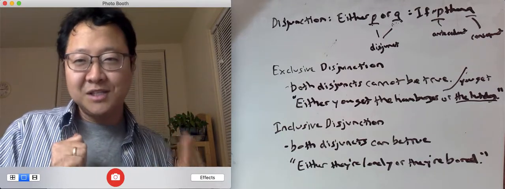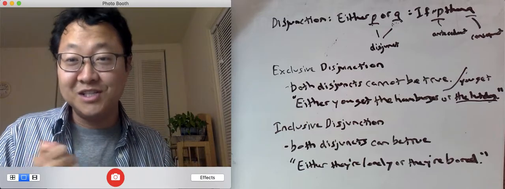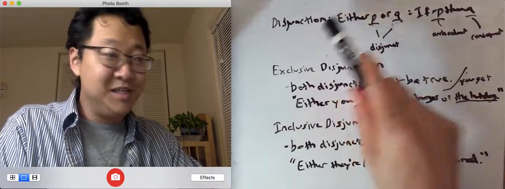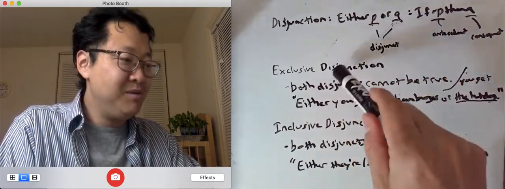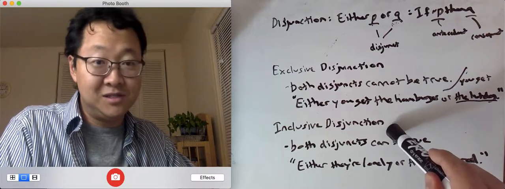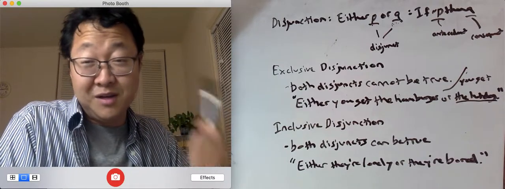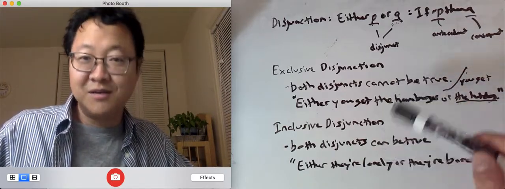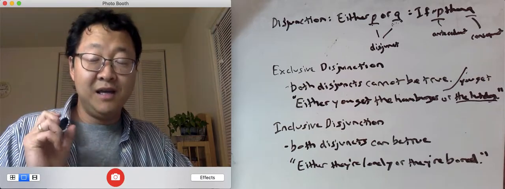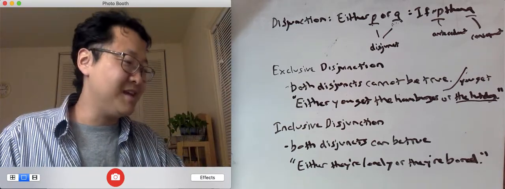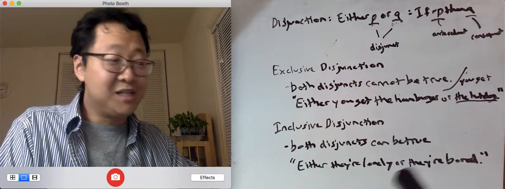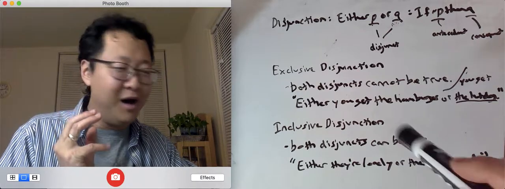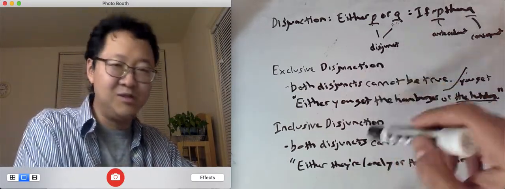Now, there's actually debate among logicians and even philosophers of language about whether disjunctions are ambiguous between an exclusive disjunction reading and an inclusive disjunction reading. So are these two genuine, different meanings of a disjunction? Either they are, or there's actually one meaning, and then there's some other way to understand why we have these two interpretations.